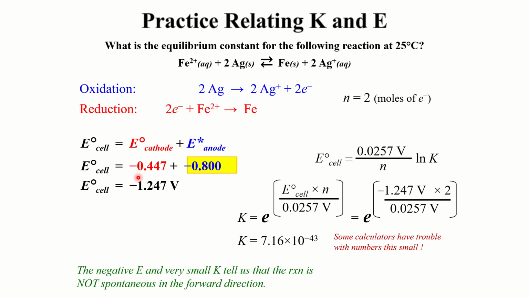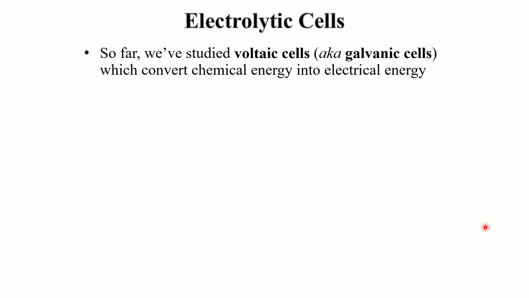What this negative E value here and this very small K value tells you is that the reaction is not spontaneous in the forward direction. It's going to strongly favor going in the reverse direction.